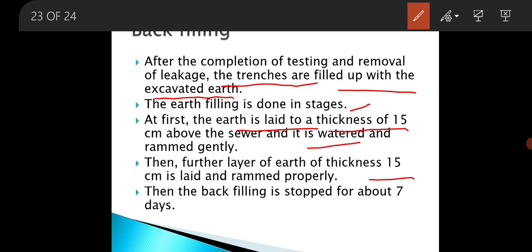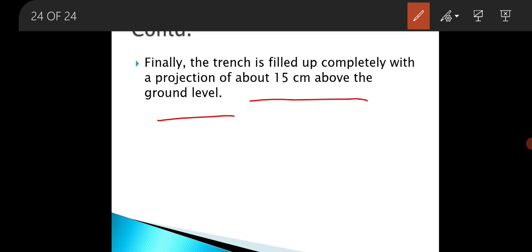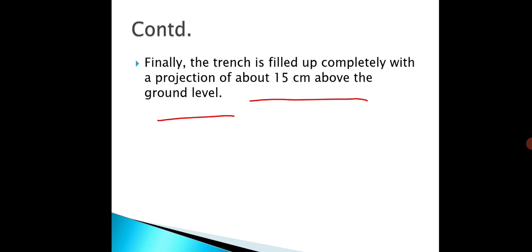After that, the backfilling is stopped for about 7 days, and then finally the trench is filled up completely with a projection of about 15 cm above the ground level. So this is how backfilling is done, and this is the process of laying and testing of sewer pipe.